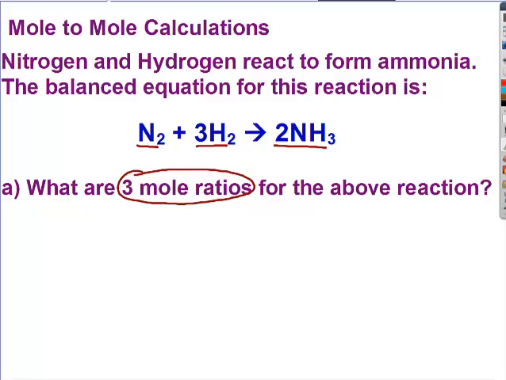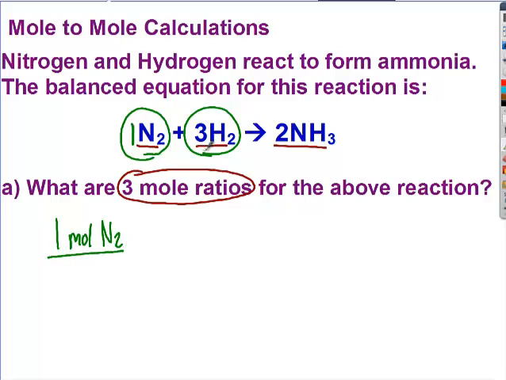So here, I'll change colors between each of them. Let's say one combination is N2 and H2. I want to compare those first. So what number is in front of N2? 1. Don't forget, there's a 1 if there's no number. So I have 1 mole of N2, and that's going to be over 3 moles of H2. And so that's the first ratio. So it's 1 to 3. 1 mole of nitrogen, 3 moles of hydrogen in this formula.